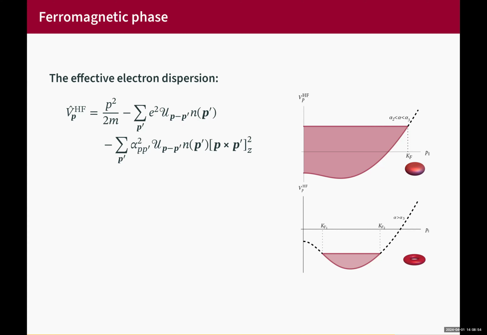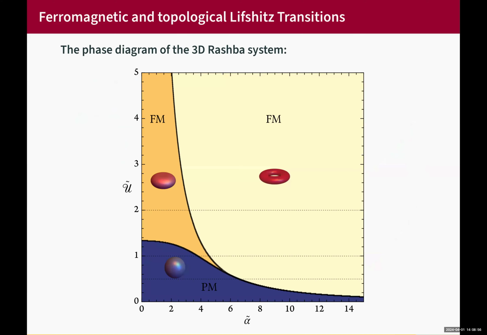But if we plot the resulting phase diagram in axes, here we have the magnitude of the electron-electron interaction, again, for simplicity's sake, taken to be short range. And then here the magnitude of alpha.